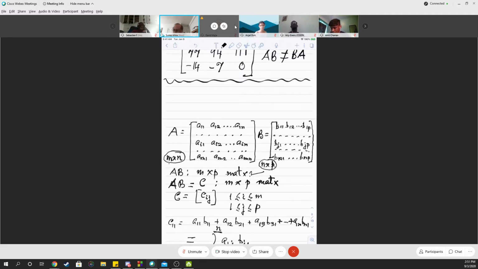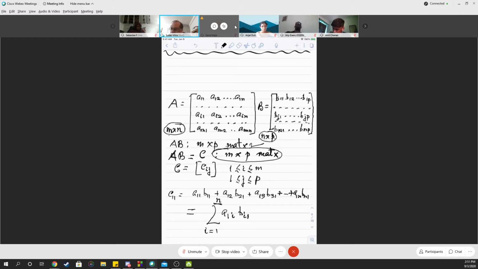Let us call AB equal to the matrix C. So we know that C is an m by p matrix. We write the matrix C with typical element Cij. Cij is the element in the ith row, jth column. It is an m by p matrix, so i goes from 1 to m, j goes from 1 to p.